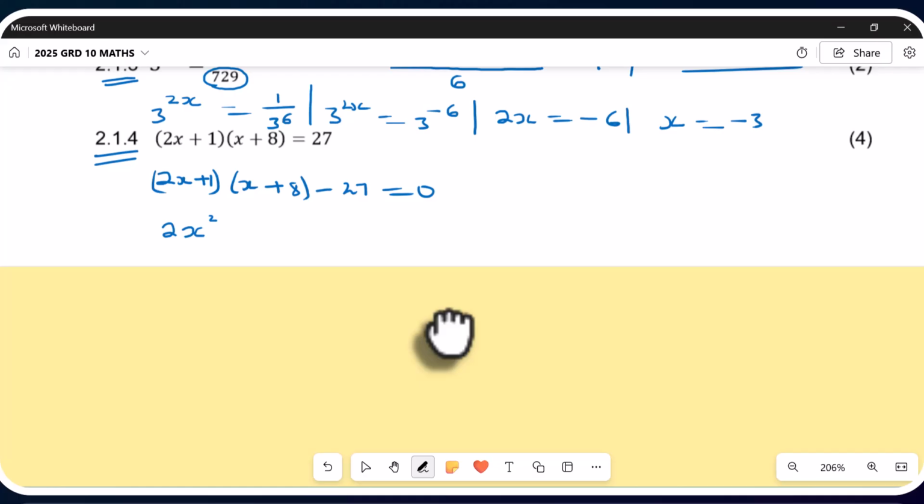Either 2x equals negative 19, giving us x as negative 19 over 2, or x equals to 1. There we go. That is it.